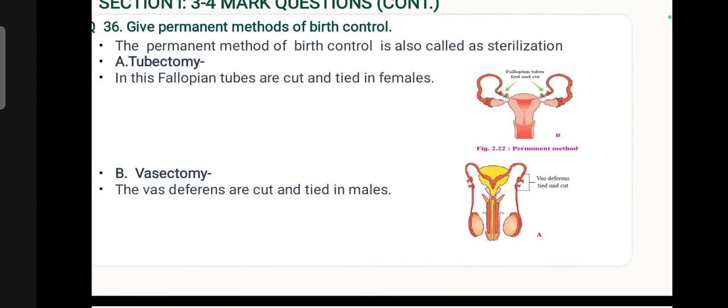गिव परमानेंट मेथड ऑफ बर्थ कंट्रोल इन ह्यूमन. द परमानेंट मेथड ऑफ बर्थ कंट्रोल इज ऑल्सो कॉल्ड स्टेरिलाइजेशन. इन फीमेल्स इट इज ट्यूबेक्टोमी. द फैलोपियन ट्यूब्स आर कट एंड टाइड. वासोक्टोमी, द वास डिफरेंस आर कट एंड टाइड इन मेल्स. डायग्राम भी दिया है यहाँ पे, कभी कभी ये डायग्राम के साथ भी पूछा जाता है क्वेश्चन.